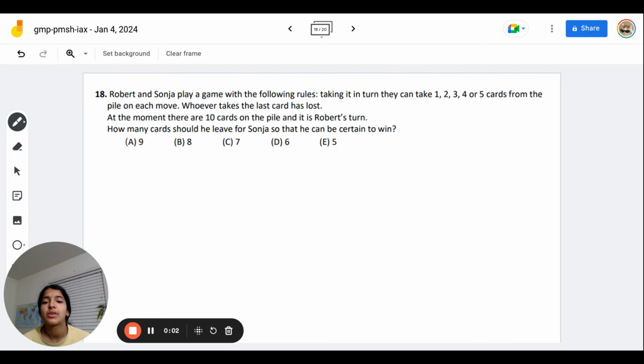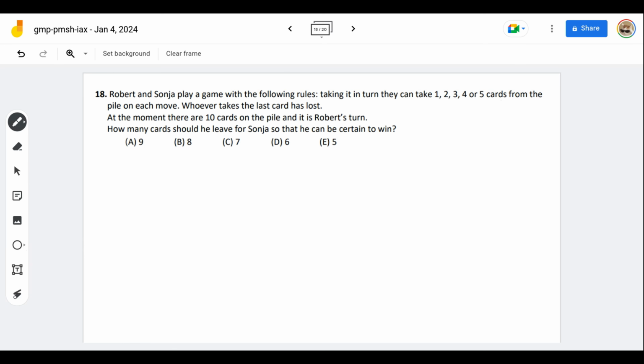Robert and Sonja are playing a game with the following rules. Taking a turn, they can take 1, 2, 3, 4, or 5 cards from each pile on the move. Whoever takes the last card has lost. At the moment when there are 10 cards on the pile and it is Robert's turn, how many cards should he leave for Sonja so that he can be certain to win?